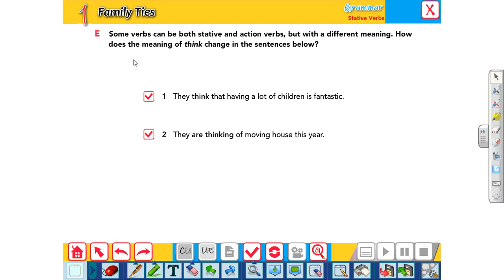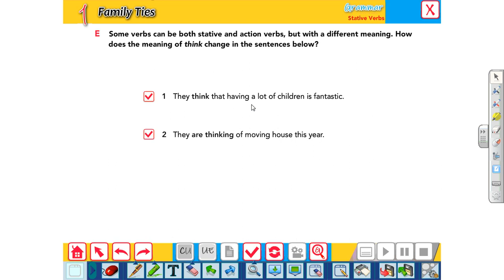Exercise E. Some verbs can be both stative and action verbs. As I told you, some of these verbs could be used both in the present continuous and the present simple, but with a different meaning. How does the meaning of think change in the sentences below?